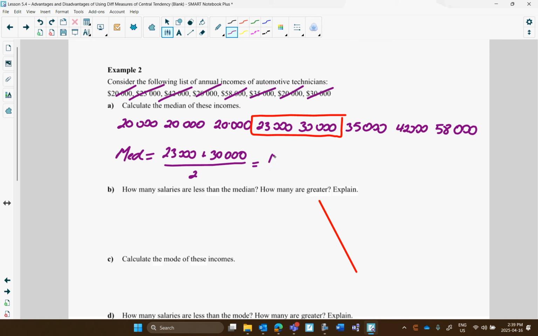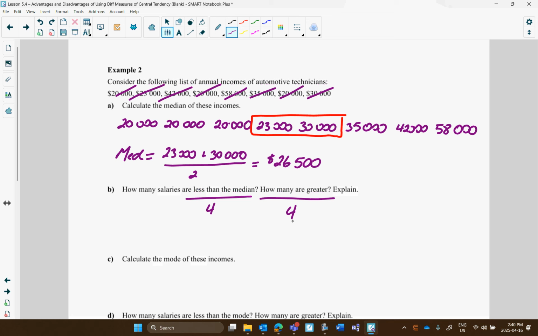26.5. How many values are below the median of 26.5? How many values in this list are below 26.5? 4. How many are greater? 4 again. That's a good measure of center, right? Because you've got 4 below, 4 above. That gives us a pretty good idea of the typical.